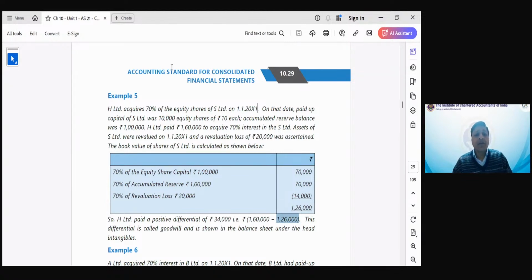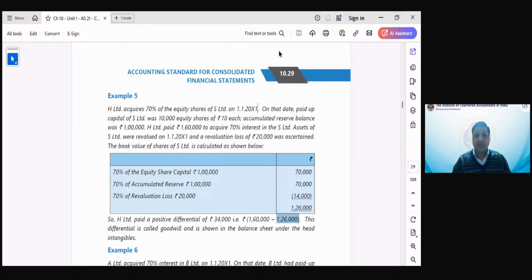Therefore, what do you get? Goodwill or capital reserve? Goodwill, because excess money has been paid. And what is the amount of goodwill? 34,000. Clear on this? So at times in the questions, you may be required to compute net assets after considering these revaluations. Clear on this? So at times it is possible that you are required to get into this adjustment.